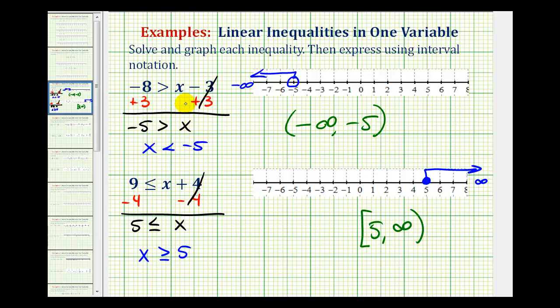So we've solved these one-step inequalities, and we express the solution as an inequality, as a graph, and as interval notation. Again, an inequality, a graph, and interval notation.